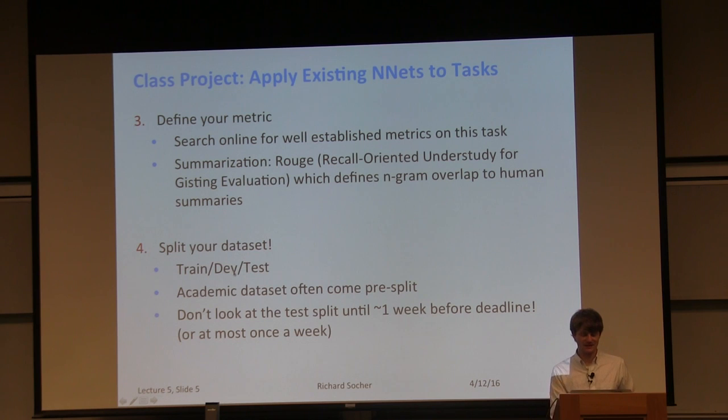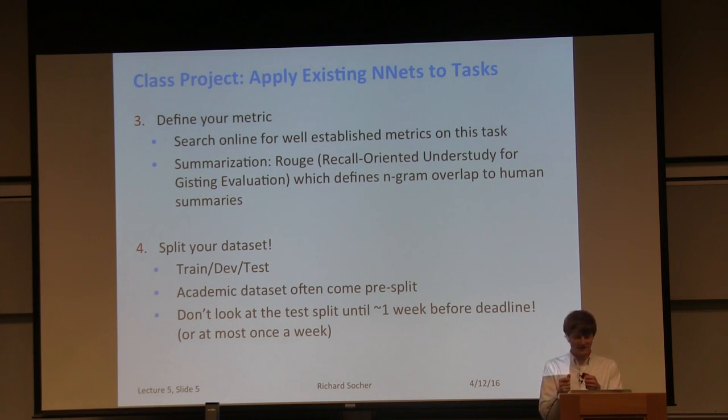Sometimes the dev set is also called the development split. A reasonable split would be 80% of your examples used for training, 10% used for development testing, and then on the remaining 10%, you only evaluate ideally 1 week before the final project is due. Maybe you're okay with testing it once a week. You really shouldn't test more and more often on your final held out test split.